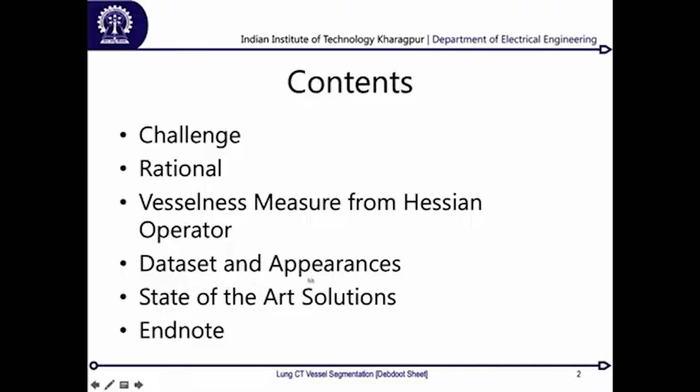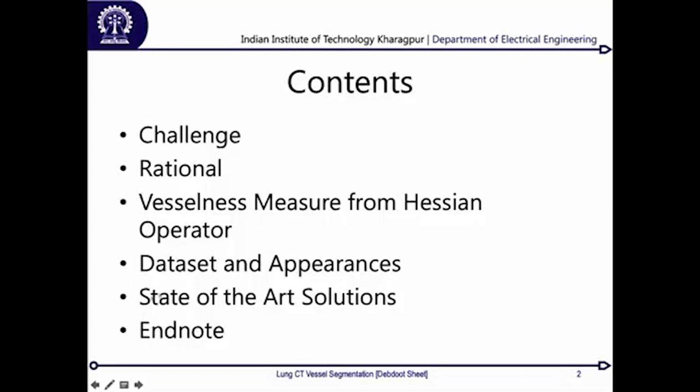From there, I would describe the data set of the challenge we are speaking about, the different appearances of vessels as you would see either on slices or on total volumes, and even try to make you aware of what different kinds of ambiguities may arise. Then we have a tabular comparison of state of the art solutions from the paper which was published on this particular challenge, and with that I would come to an end note with a reference to the paper I am discussing.